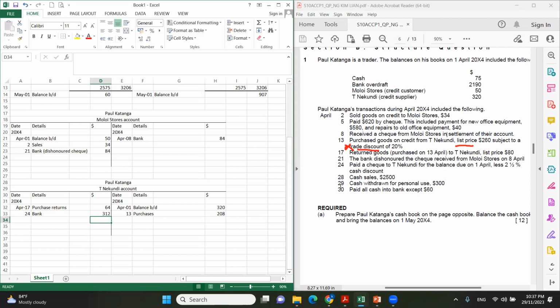But take note, the cash discount has accounting recording. So we have to record discount received. This is from the supplier, the standard item. So take 320 minus 312, and this is the $8. Next is that cash sales, nothing to do. Cash drawing, also nothing to do. Pay the check, also nothing to do. All the transactions, we have already done the recording.